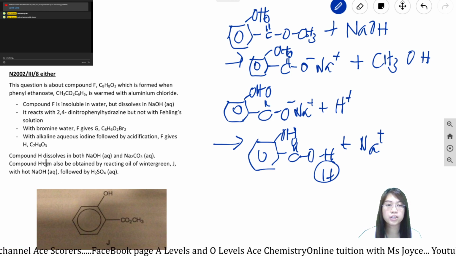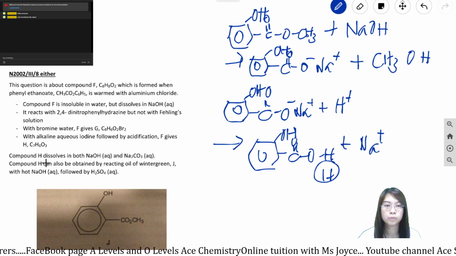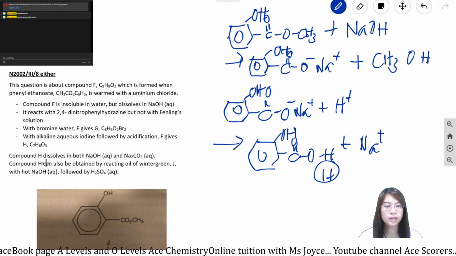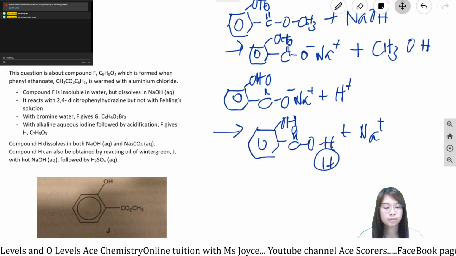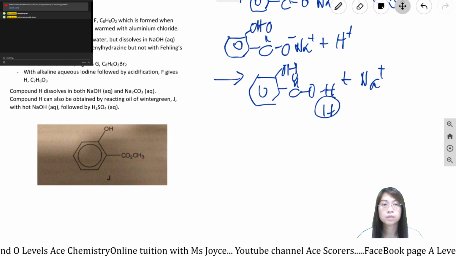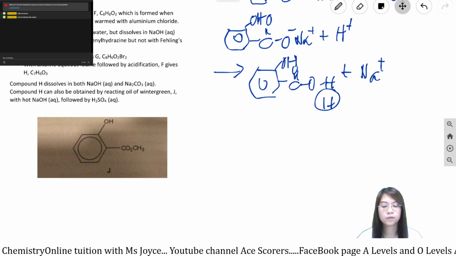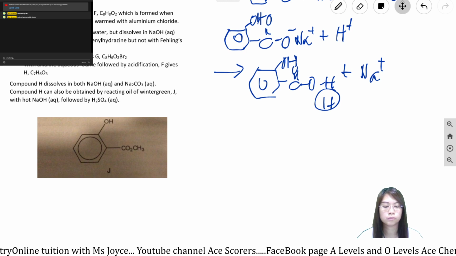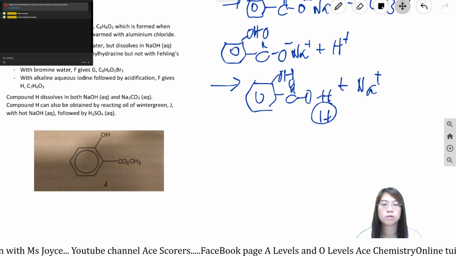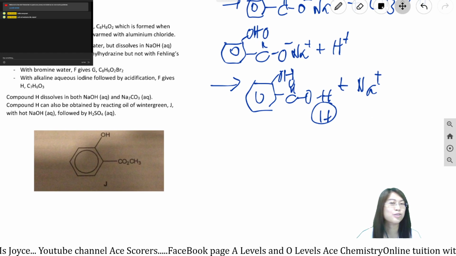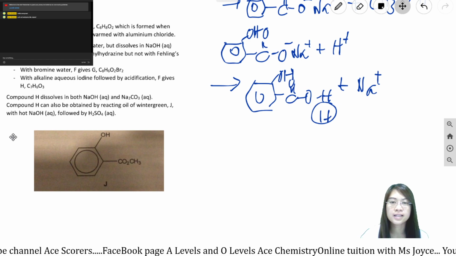In fact, H has the carboxylic acid functional group and also the phenol group. For those of you who are learning with me, you may need to jot down the structure. I don't think I have a very big screen to draw all the structures on this screen here. Okay, so that is your H.